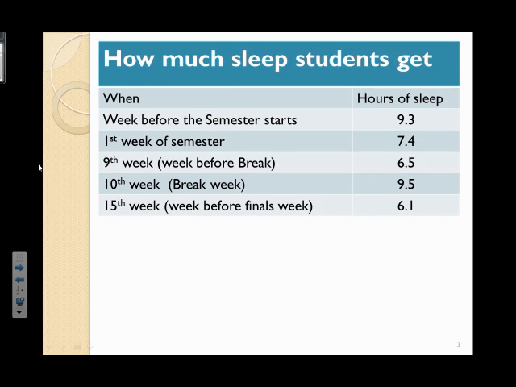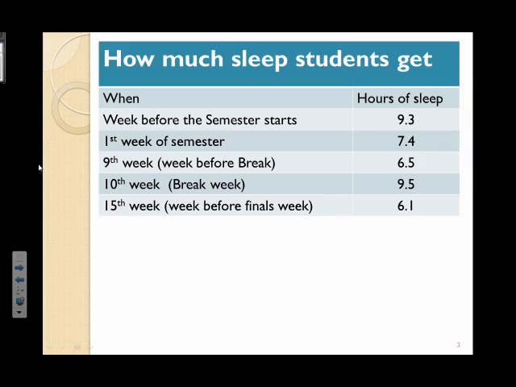A few semesters ago, I took a survey of students and asked them how much sleep they got at certain points in the semester. And of course, as you can see on the screen, the week before the semester starts, students said they got about 9.3 hours of sleep on average overnight. And in the first week of the semester, of course, that dropped significantly. And then, of course, the ninth week it went down even more.